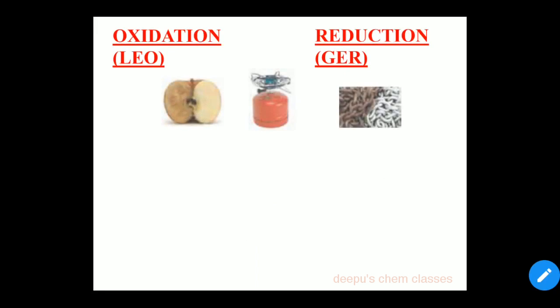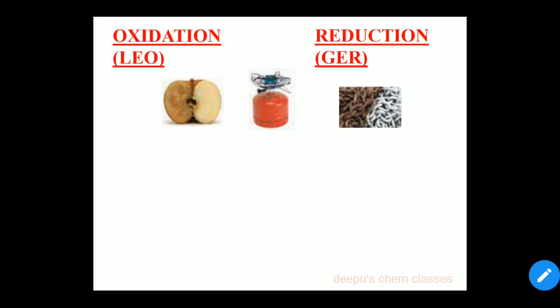Oxidation, you may see some changes in day-to-day life itself. For example, when you cut an apple and keep it in an open atmosphere, what will happen? It will change into brown color. Or iron, which is actually silvery white in color in pure form, when kept in air continuously and exposed to moisturized air, it will change into reddish brown. That is what we call rusting.